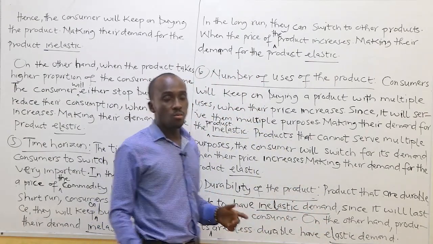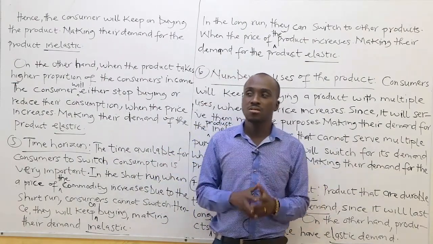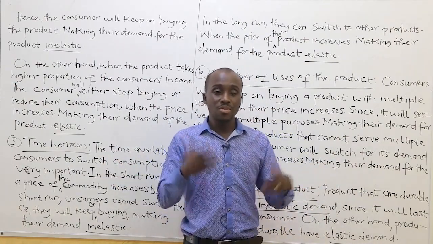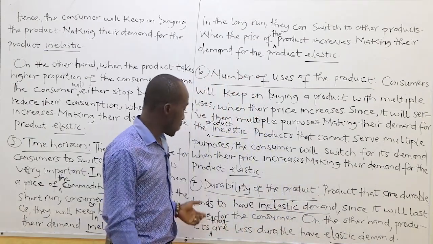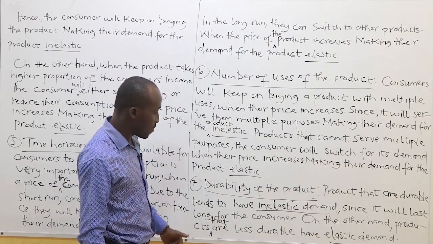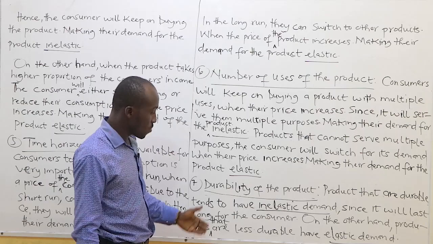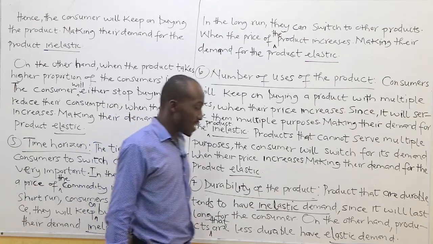Like football players, one football player can play only one position. One football player can play about 6 positions. So what is the essence here? If there's no need, they'll get rid of one player and take the one who can play more than 6 positions. Durability of product. Products that are durable tend to have inelastic demand since they will last long for the consumer. On the other hand, products that are less durable have more elastic demand.